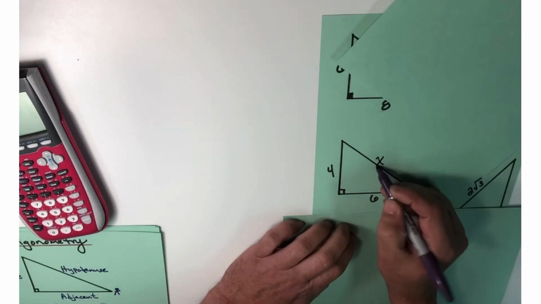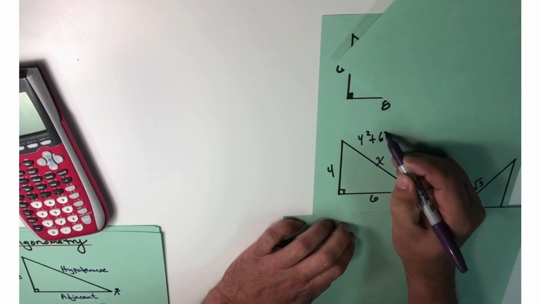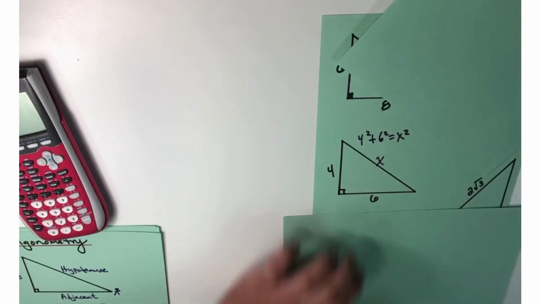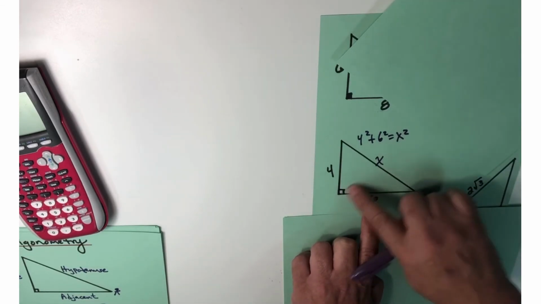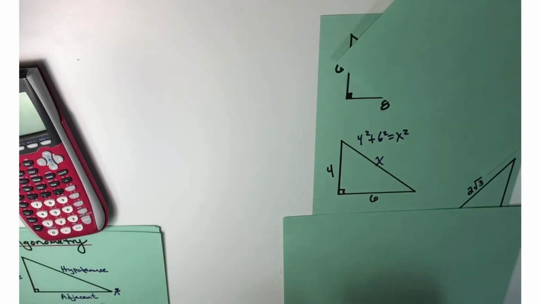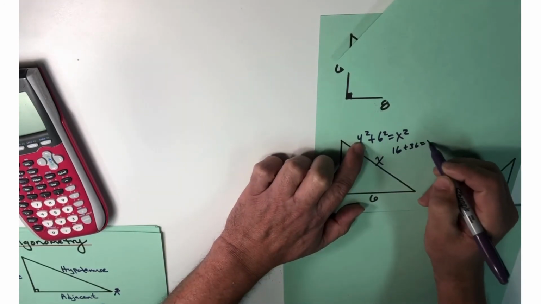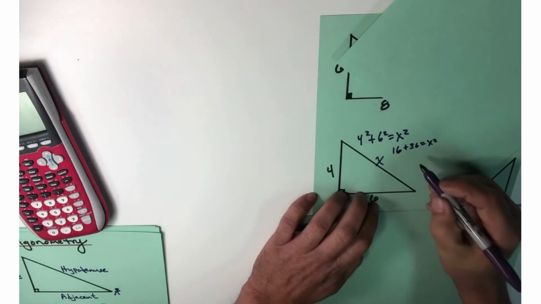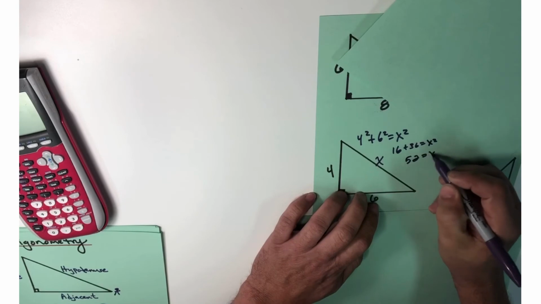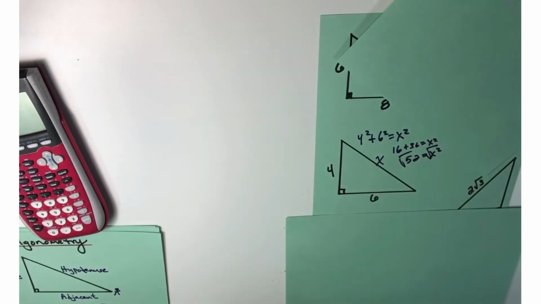I'm going to call this here x, and I'm going to say 4 squared plus 6 squared is equal to x squared. Remember that the most important one is always the hypotenuse opposite the right angle, which goes by itself. Obviously, this is 16 plus 36 is equal to x squared. When you add both of these, you're going to end up with 52 is equal to x squared. When you take the square root, you got radical 52.